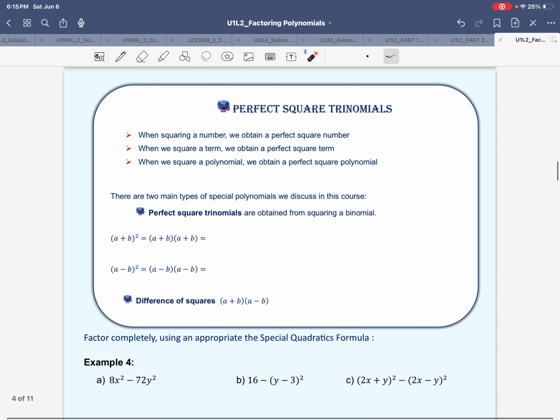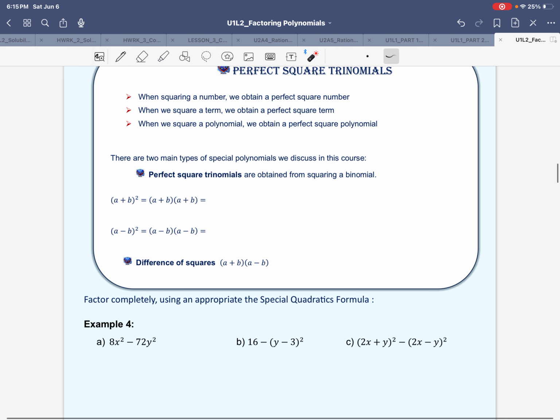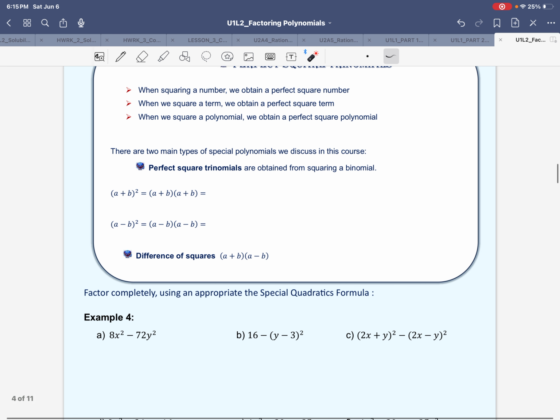So we're moving on to our next topic, which is the perfect square trinomials. Remember that anything that comes from squaring something creates a perfect square. Let's say, for example, 1 squared is 1, so 1 is a perfect square. 2 squared is 4, 4 is a perfect square, right? x to the power 3 squared is x to the 6, so the x to the 6 is a perfect square, and so on.